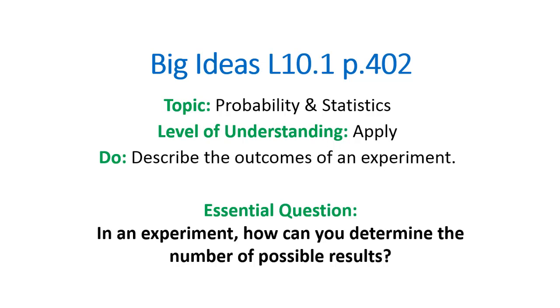So let's get started on Unit 10, Probability and Statistics, page 402. Today, we are going to describe the outcomes of an experiment. Our essential question: in an experiment, how can you determine the number of possible results?